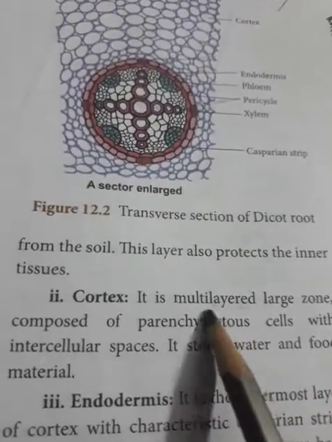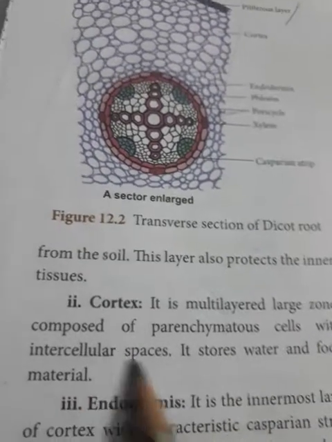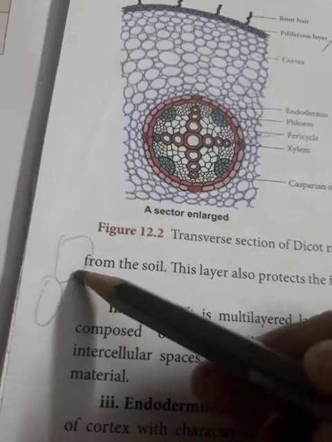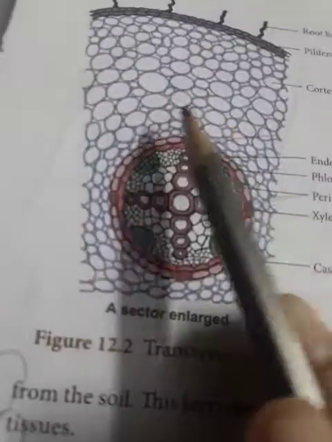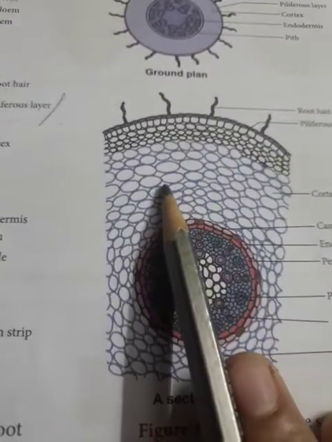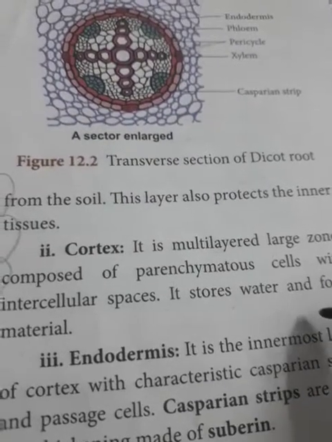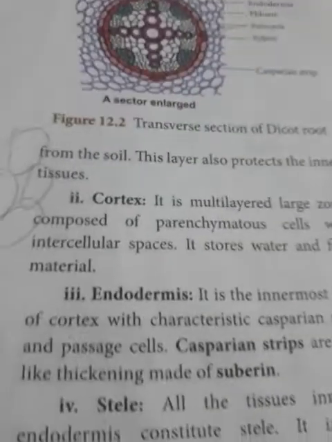Cortex, second layer, is a multi-layered large zone composed of thin wall parenchymatous cells with intercellular spaces. Inter means in between. In between the cells, space is there, which is called intercellular space. If you see here also, this is xylem, here also monocot. Xylem is there, but in between, space is there. These are called the intercellular spaces. So parenchymatous cells with a lot of intercellular spaces. What is the function? Already in dicot root we have told, it stores water and food material.